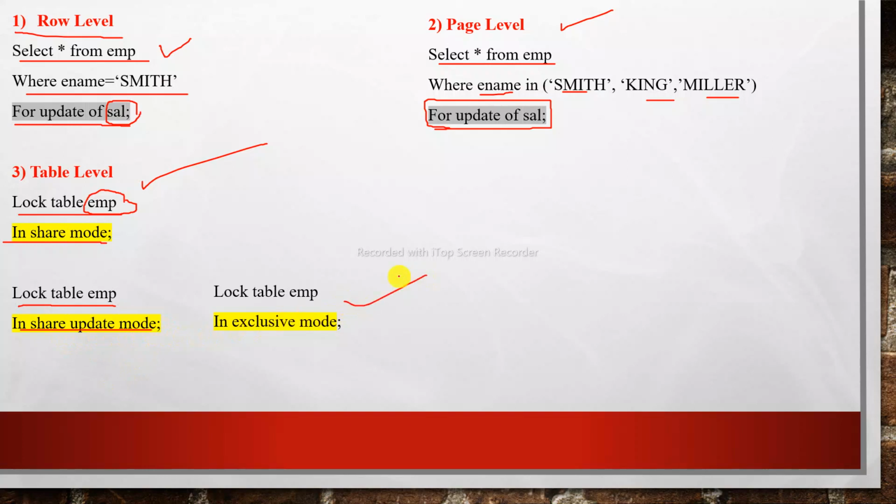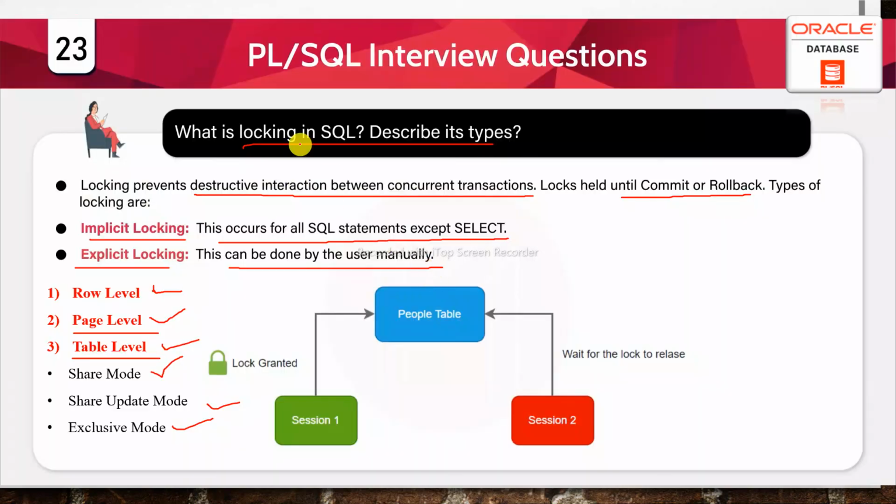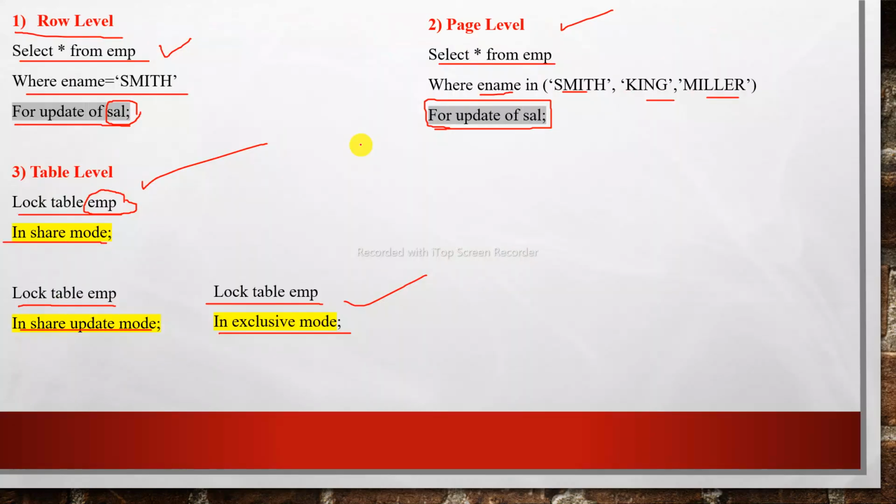Then next we have exclusive mode. In exclusive mode, the syntax is lock table EMP in exclusive mode. What happens in exclusive mode is that one user locks the table and it will not allow other users to lock the same table at the same time. So this is the significance of the exclusive mode. I hope this part is pretty clear about the locks. So this was about locking in SQL. We have discussed different types of locks. Again, this might be a question in your interviews.